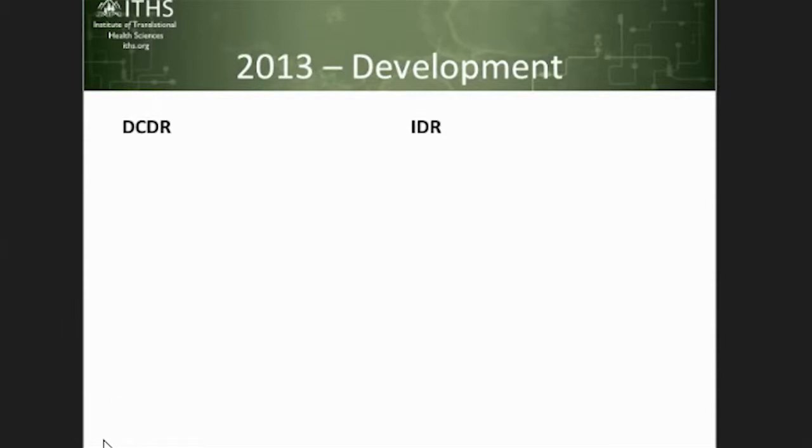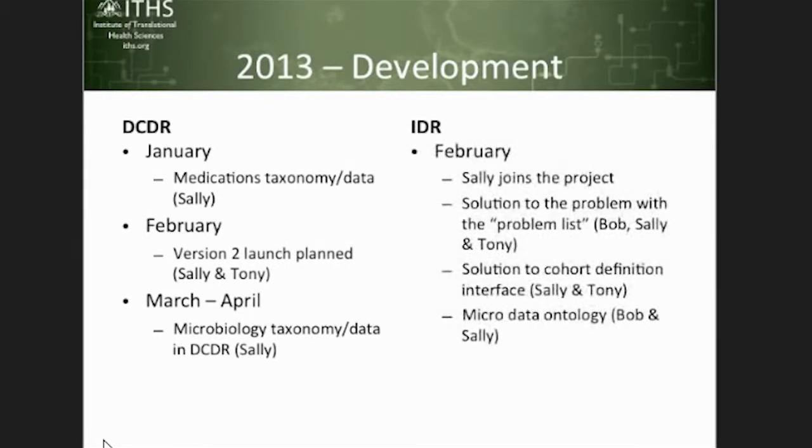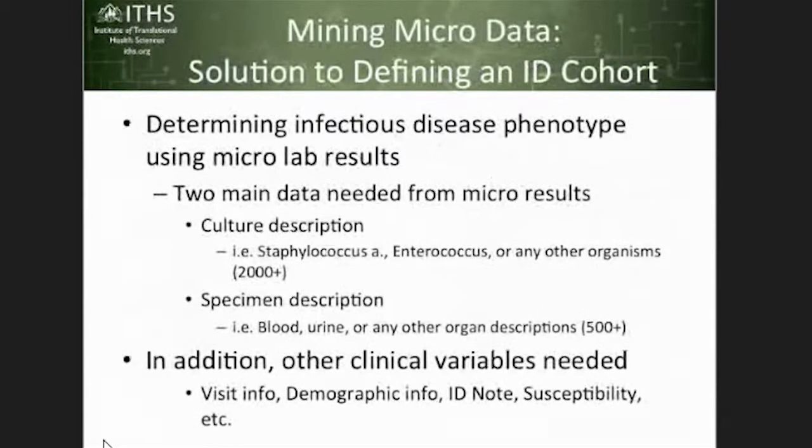So now we are in 2013, last year. DCDR is steadily moving along. We had the version 2 launch planned in February with additional data variables that were loaded the year prior. IDR, I joined this project in February. And after discussion with Tony, Bob, and me, we came up with solutions to the two problems we had prior. So what are those solutions?